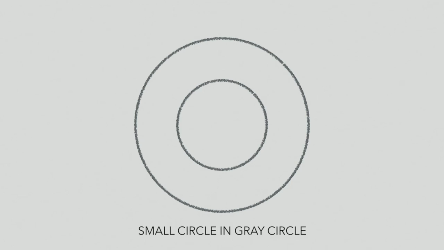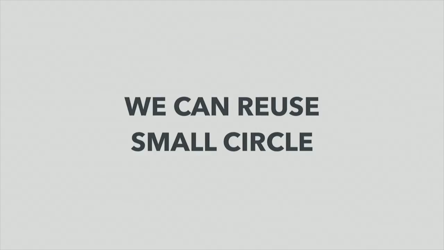The cool thing that happens when we separate the two is that we can make big circles with the same small circle inside of it. So we can have a small circle and a gray circle, a small circle and a green circle, a small circle and a red circle, a small circle and a blue circle. We can have any type of outside big circle that we want around this same small circle. So we can reuse small circle.